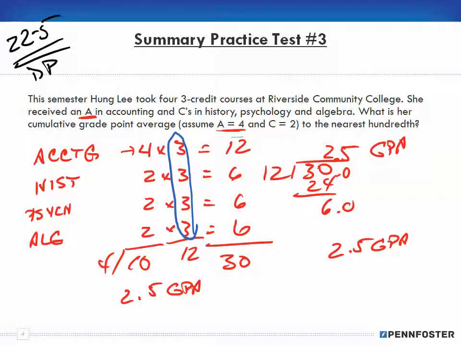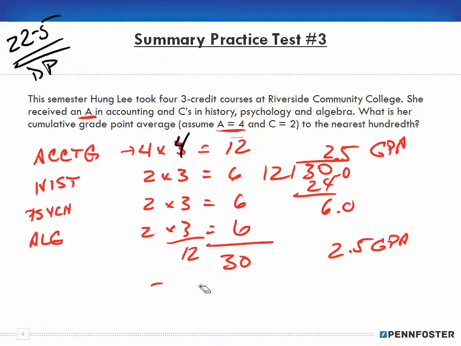However, let's say instead of accounting being 3 credit hours, it was a 4 credit hour course. Now you actually have to do all of the math. You can't just take the shortcut, because the weighting of the accounting is different from history, psych, and algebra, because it's 1 extra credit hour. So you actually have to do all of this math to calculate your GPA.